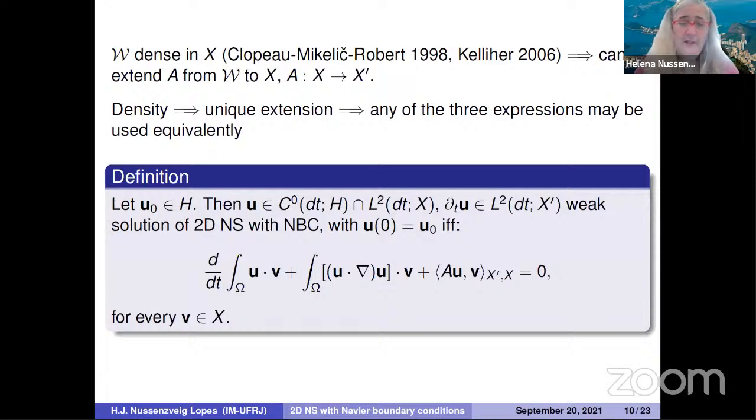Okay, so here's the definition of weak solution that we're going to be using. Take initial data in H. Then if U is a function which is continuous into H and L2 into X, remember X has more regularity, it's H1, such that the partial time derivative of U is L2 into X prime, the dual space, this will be a weak solution of the 2D Navier-Stokes equations with Navier boundary conditions with initial data U naught if the following identity holds true. d/dt of the integral of U dot V, plus the integral on omega of U dot grad U times V, plus the dual pairing of AU and V, X prime X, is 0 for every V in X.